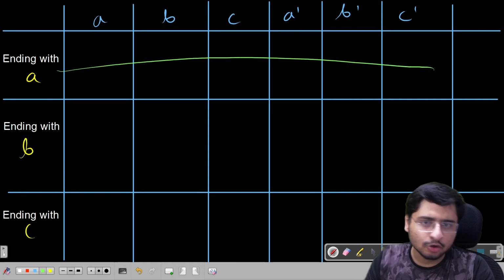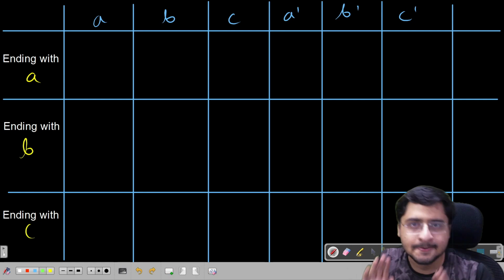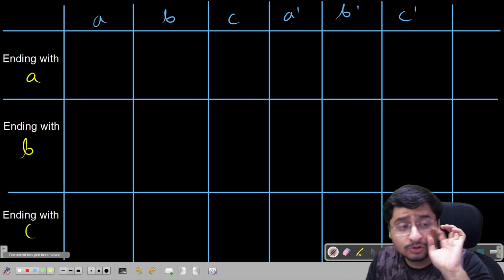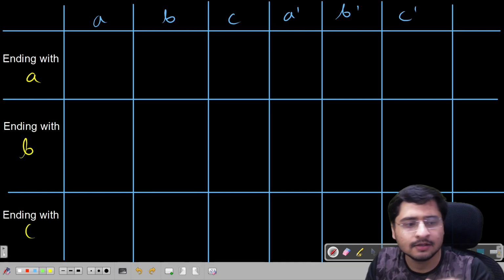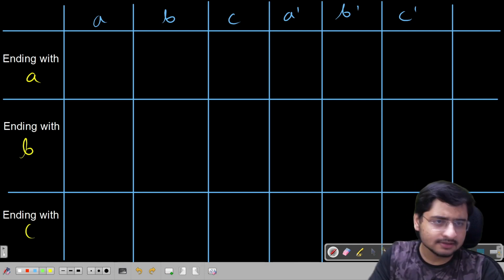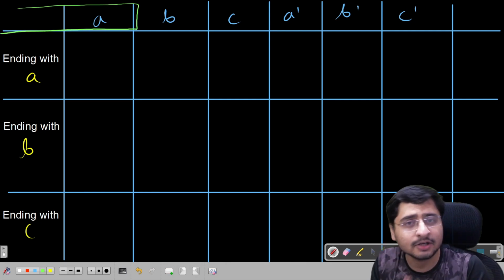In this particular row, I'm going to write all the subsequences which are ending with A. In this row, I'm going to write all the subsequences which are ending with a B. And similarly, for this row, I'm going to write all the subsequences which are ending with a C. Correct? Let's start, right? So let's consider the string till here only. You just have to consider the string till here only.